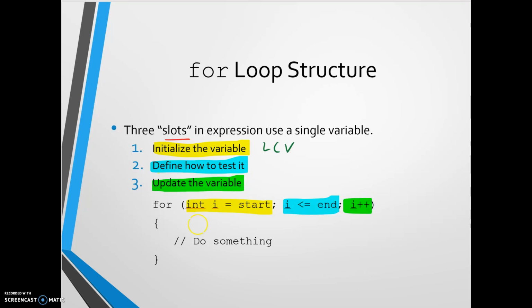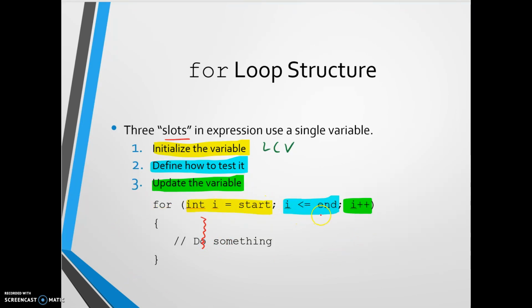So essentially what's going to happen is I'm going to start with i equal to start. I'm going to check, is this value less than or equal to end? If it is, then I'm going to do whatever code I see in here. I'm going to increase i by 1, and then I come back up here and I check.